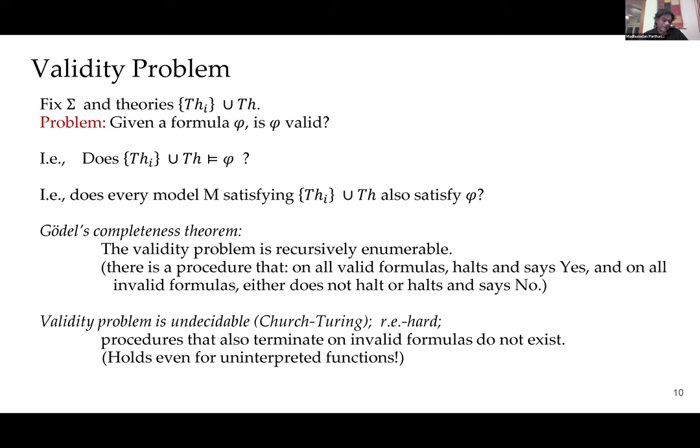Now, Gödel's completeness theorem, this is the completeness theorem, not the incompleteness one, immediately tells us that the validity problem is always provable. There's a proof system which does it, and therefore it's recursively enumerable. So the validity problem is, in fact, recursively enumerable. Every theorem has a proof from the axioms that make up the theory, the background theory. You can prove every theorem.